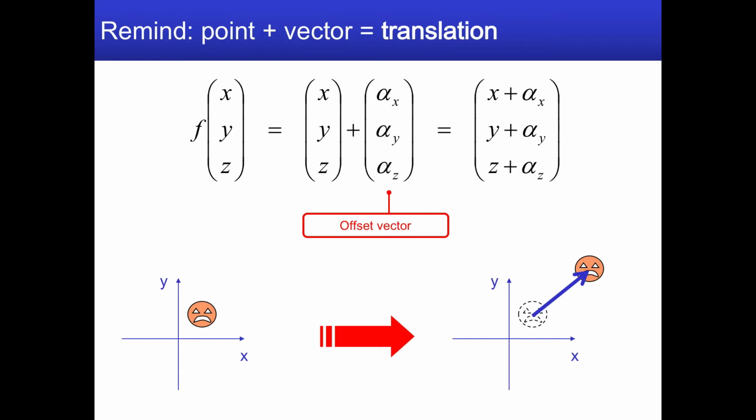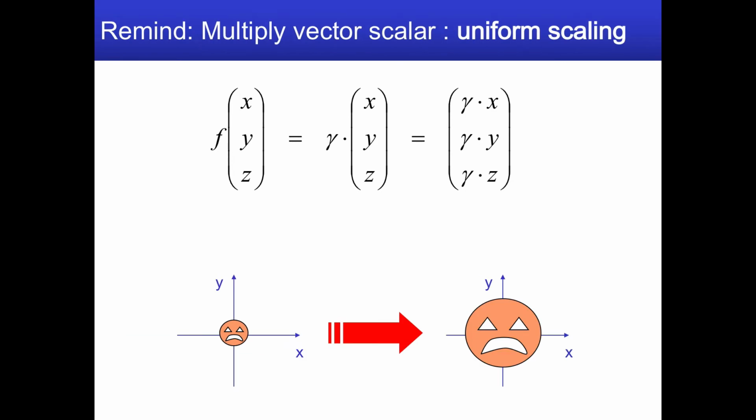Indeed, if I have point plus vector, what I obtain is a translation. For example, I have this object in this reference frame, I add this vector, and then I translate it. Multiplying a vector by a scalar does the scaling. We already saw that, just to refresh a bit.